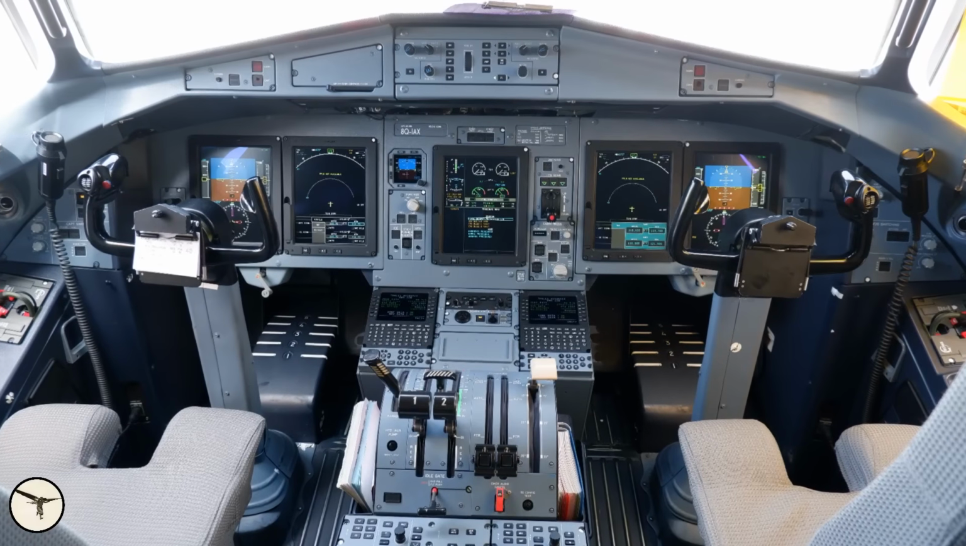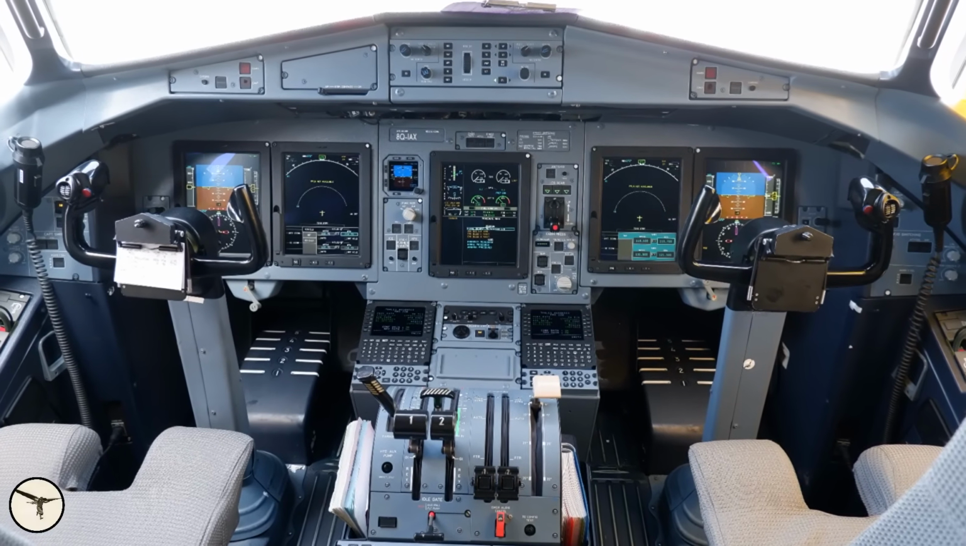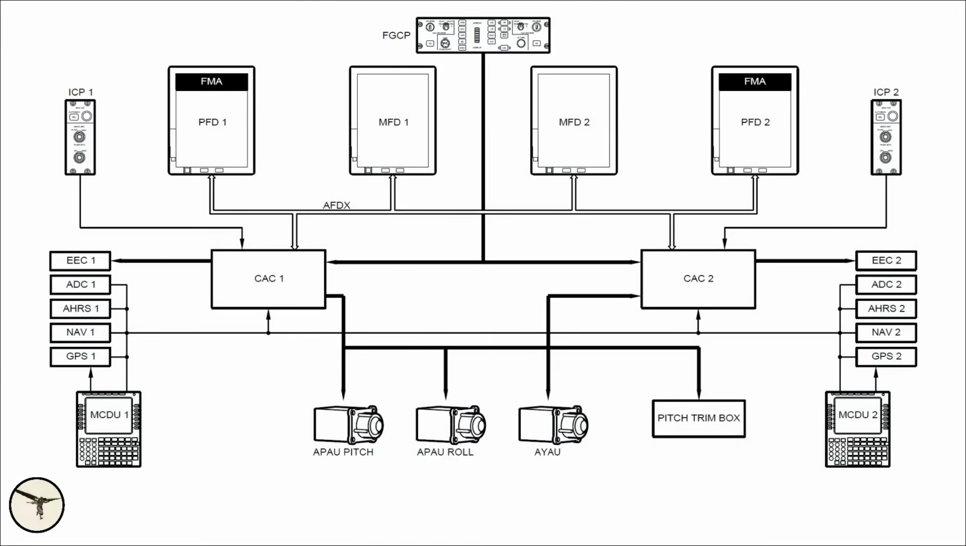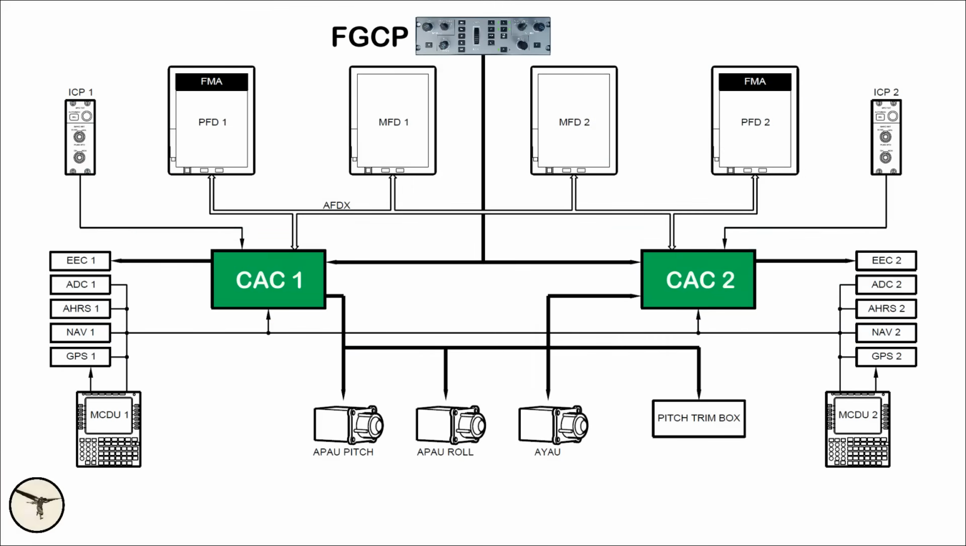The Autopilot System, or Automatic Flight Control System, AFCS, is made up of the following key components. Two core avionics cabinets, CIC-1 and CIC-2, which control and monitor the autoflight system. One flight guidance and control panel, FGCP, which is used by the pilots to interact with the autoflight system.